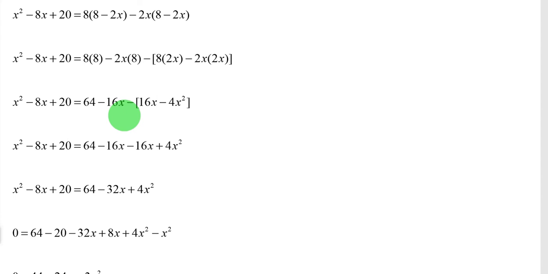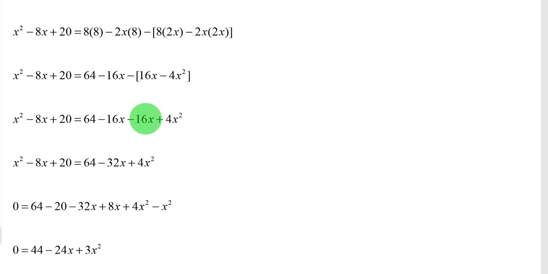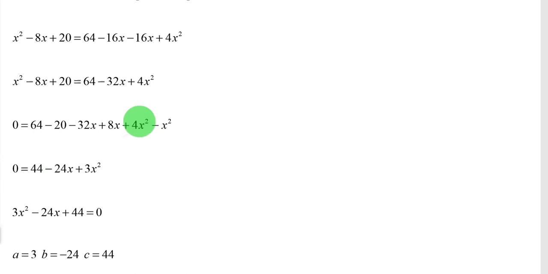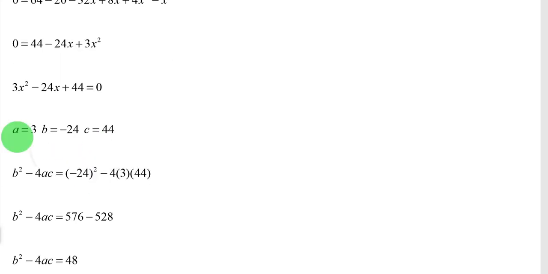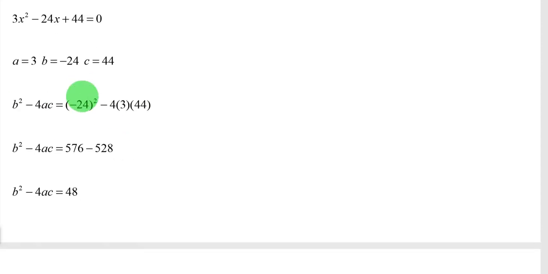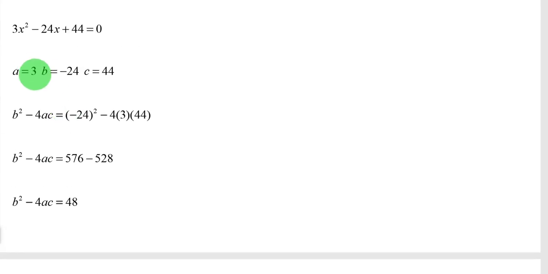Then we're going to basically move everything to one side of the equation. So we're going to move all this stuff to the right. When we do that, we simplify it down to 44 minus 24x plus 3x squared. Let's order that in descending powers and set that equal to 0. We're going to then use the quadratic formula to solve this equation. A, B, and C just being the coefficients, not the actual A and B we determined before for the cost per mile of the pipe.